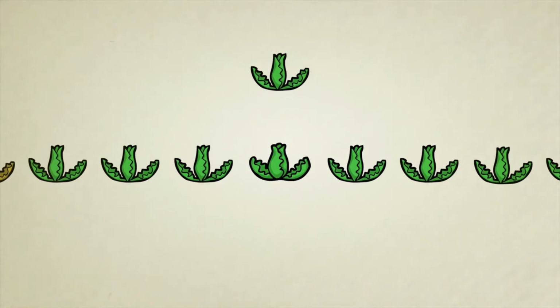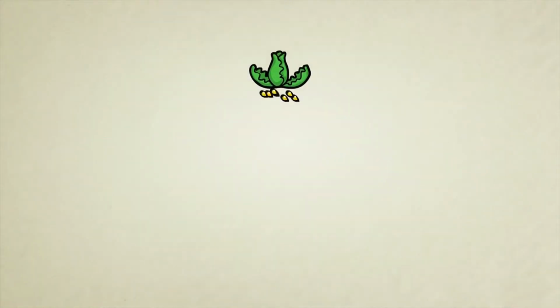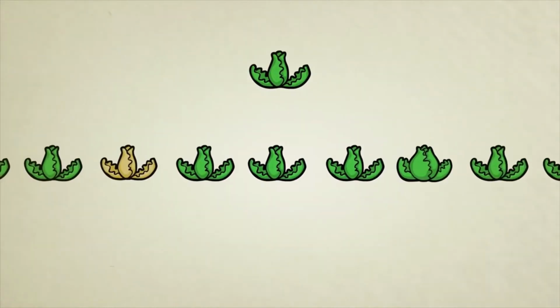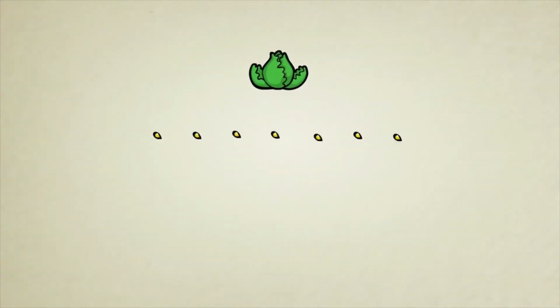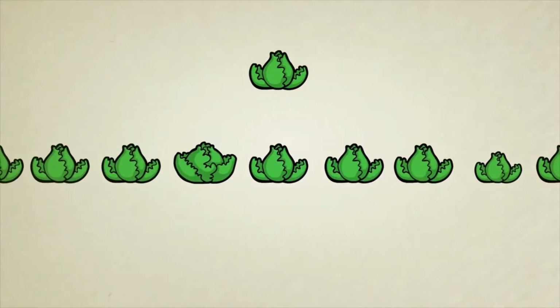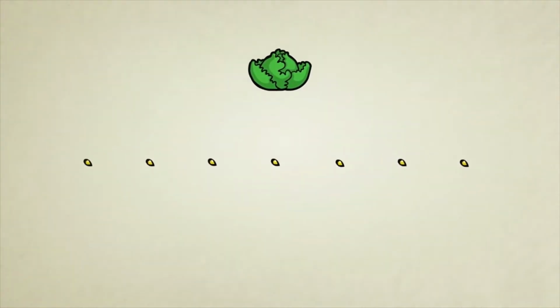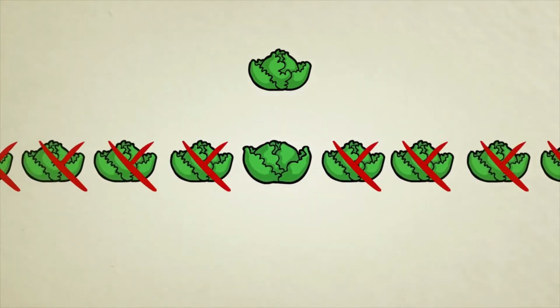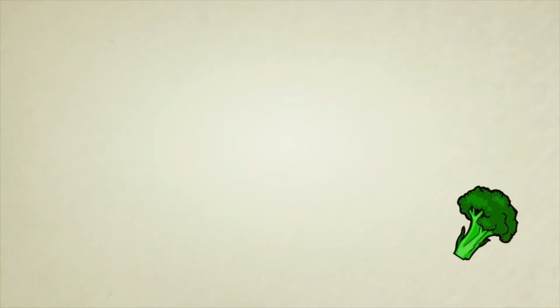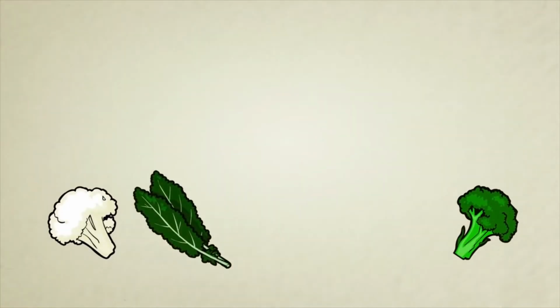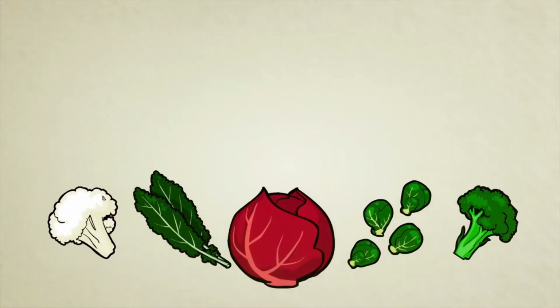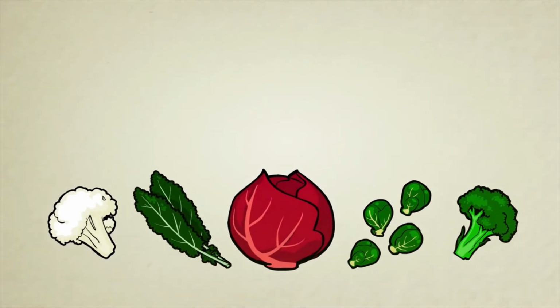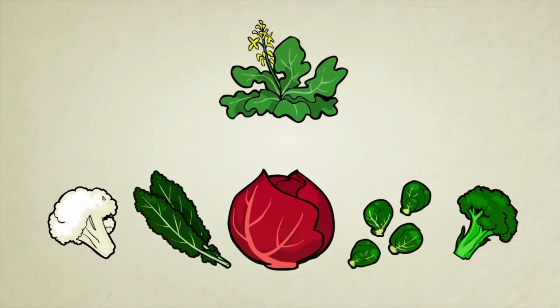If a farmer only allows the best plants to reproduce and create seeds for the next crop, small positive changes will add up over multiple generations, eventually producing a dramatically superior vegetable. You might be surprised to hear that broccoli, cauliflower, kale, Brussels sprouts, and cabbage are all just different breeds of a single type of weed commonly found along the shores of the English Channel.